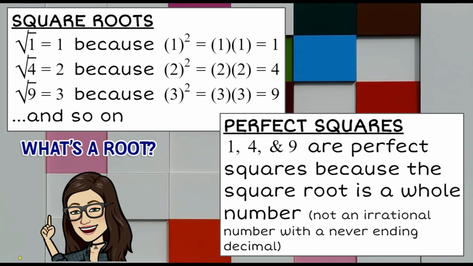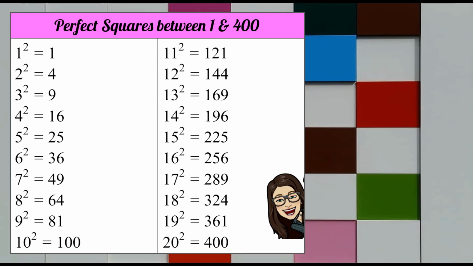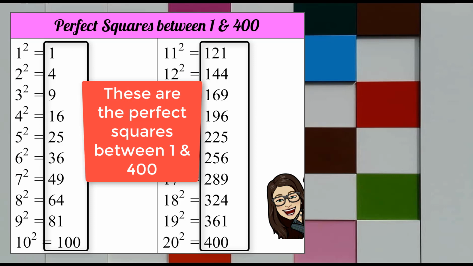So it's time to make a note card. Take out either a note card or a piece of paper that you can fold up and tape the edges, and I want you to write all the perfect squares between 1 and 400. That means you're going to write 1 squared, 2 squared, 3 squared, so on, up to the number 20 being squared, which ends us up at 400.